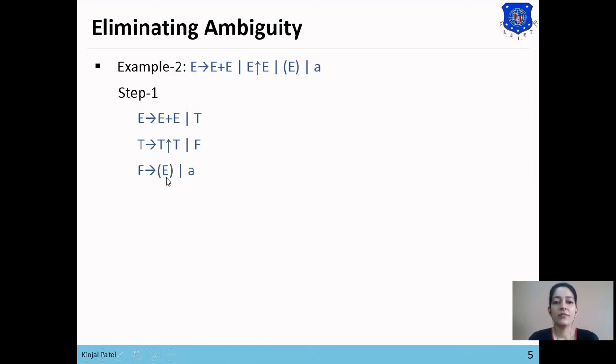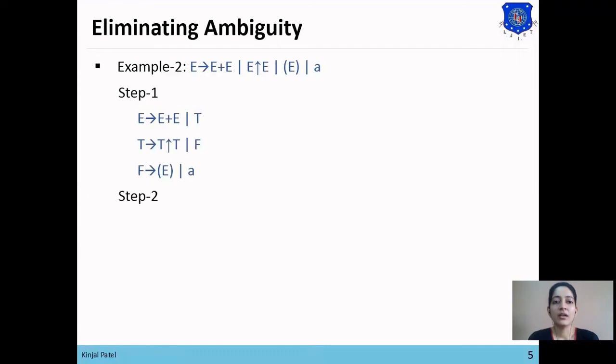So the symbol will be same as the starting symbol. So here you can see that we have set our grammar according to the priority. Now this step is same as the previous example, like there are no changes in the level of priority. So now the next step is to set our grammar according to the associativity.